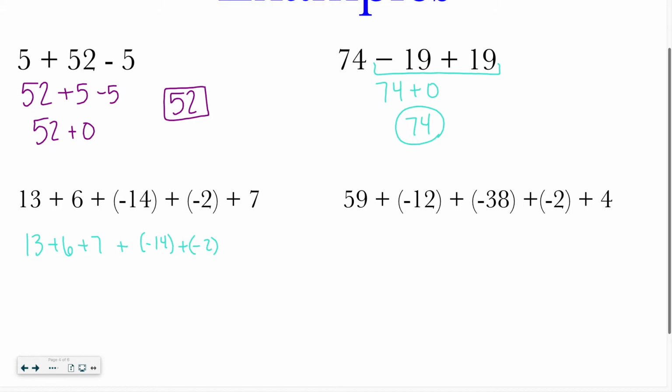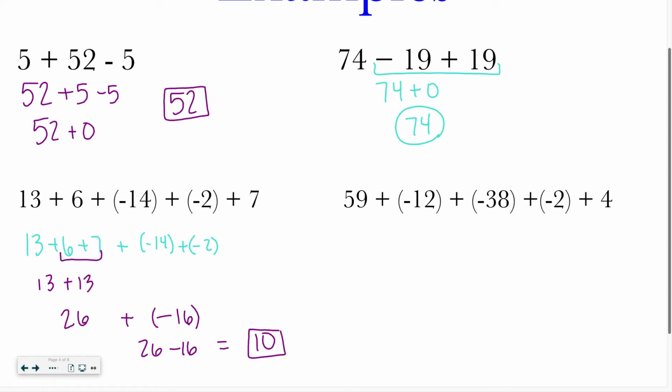So then 13 plus 6 plus 7, well, this would be another 13, so I could say 13 plus 13, which would give me 26, plus, and then negative 14 plus negative 2. When I add two negatives together, I end up with a negative, and then I can just add the two numbers together, so that'd be 16. So 26 plus a negative 16 is the same thing as saying 26 minus 16, if you want to think about it that way. And that answer is 10.